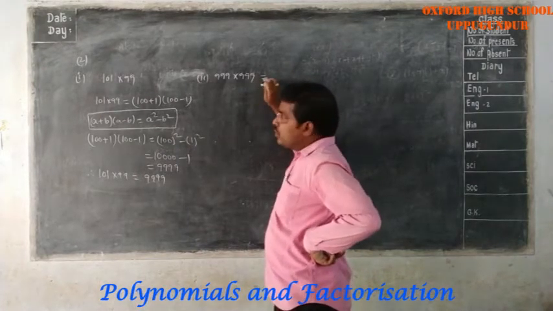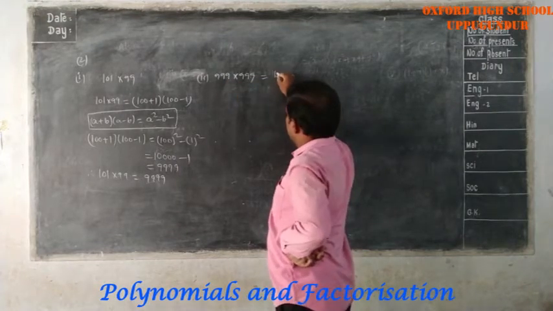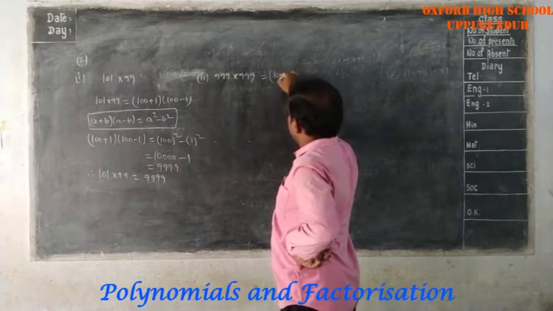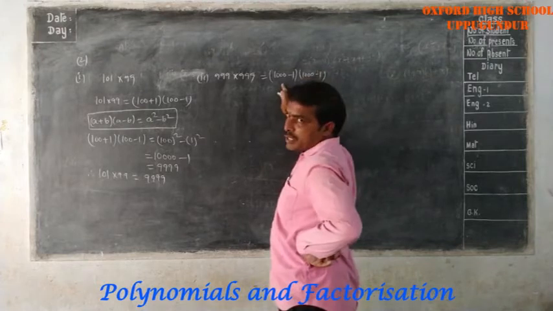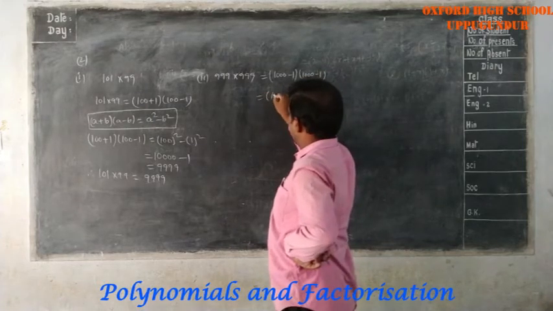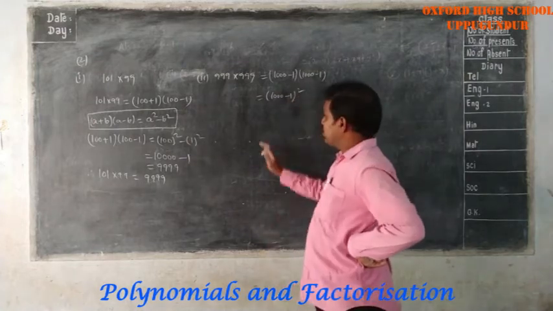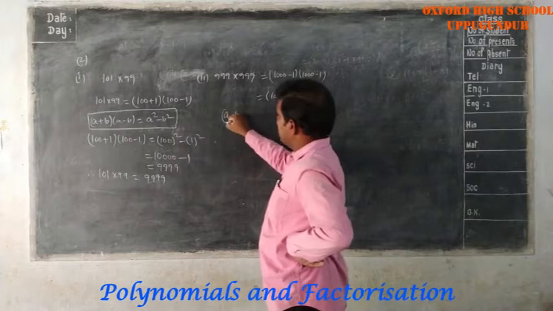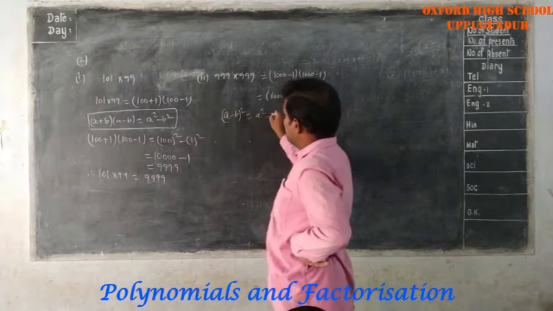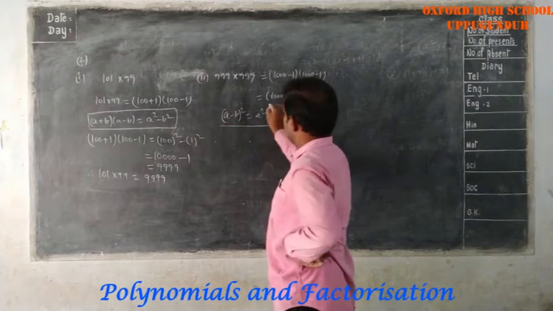When you observe these two, 1000 minus 1 is 999, and here also 1000 minus 1. So this you can write as 1000 minus 1 into 1000 minus 1, which gives you 1000 minus 1 whole square. This is in the form of a minus b whole square. So a minus b whole square equals a square minus 2ab plus b square. This is the identity we have.